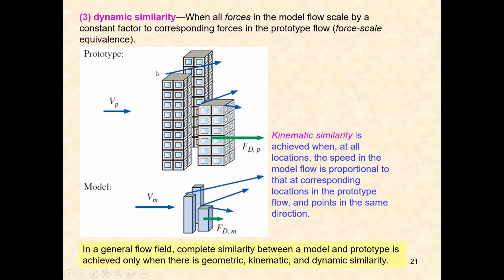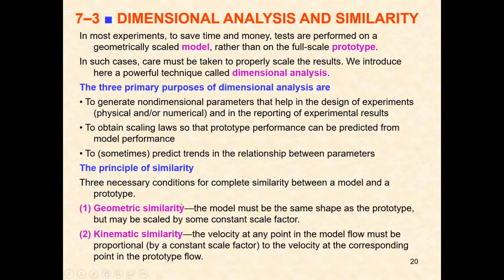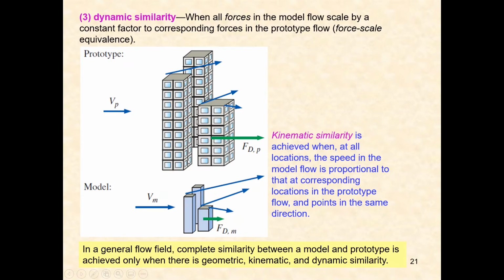Then there's the third one, dynamic similarity, when all forces in the flow are scaled by a constant factor to the corresponding forces in the prototype flow. Okay, for scale equivalence, this is an example where we have geometric similarity and kinematic similarity, where this is the real prototype, which is a building, and this is your model.